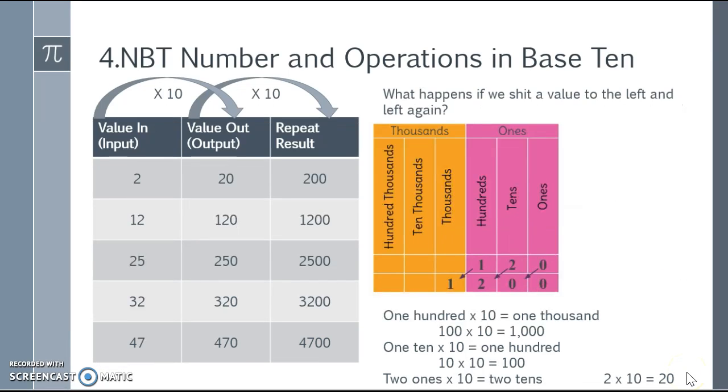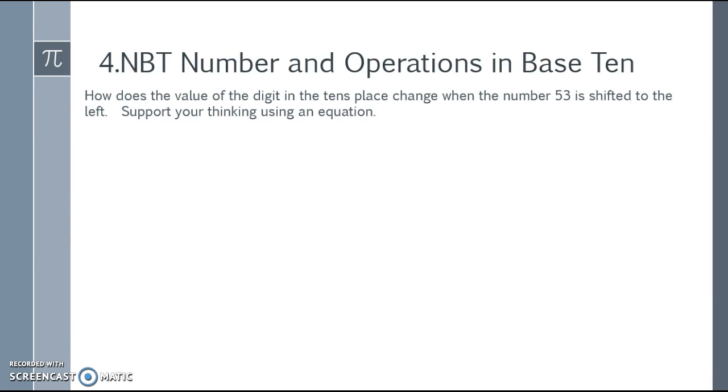Further, if I shift it left and then left again, so notice that we go to the thousands, the hundreds, the tens, and we keep going and adding a 0 for a placeholder. How does the value of the digit in the tens place change when the number 53 is shifted to the left? Support your thinking using an equation. Pause the video, take a moment to try to see if you can write this out yourself, and then we'll talk about it.